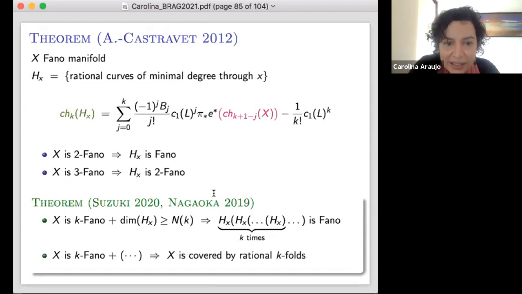They use this to prove that if x is k-Fano, plus under some conditions that are maybe a bit technical, I don't want to get into details, then you can prove that x is indeed covered by rational k-folds. So this is towards an answer of the original problem that I posed. And it seems that k-Fano is a good condition to be taken as fk. So this is very promising. This seems to be a good condition.